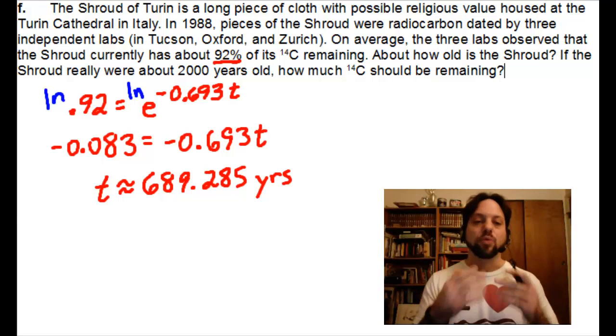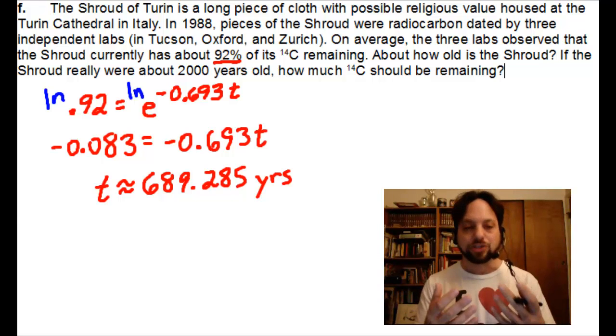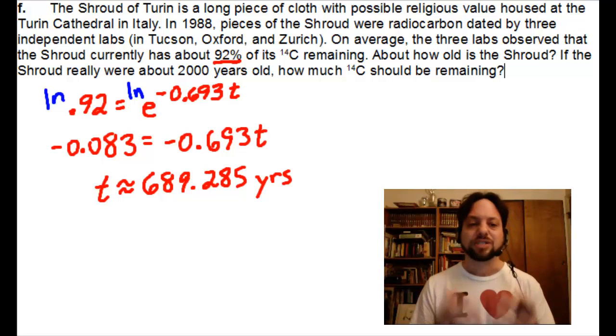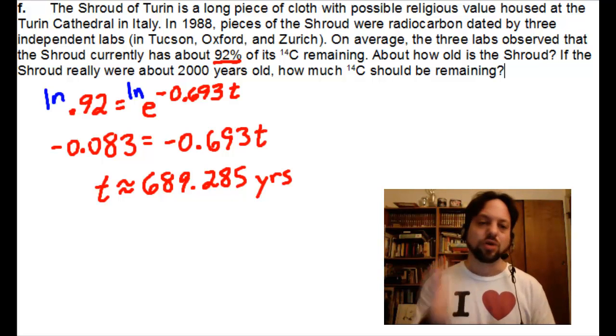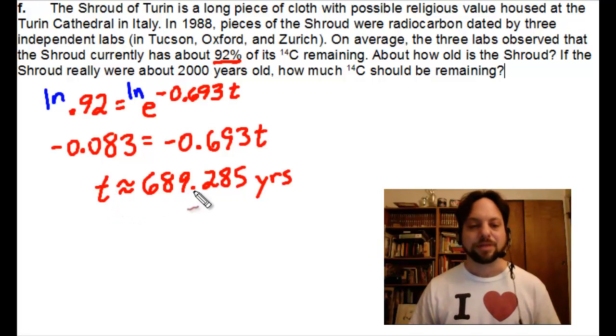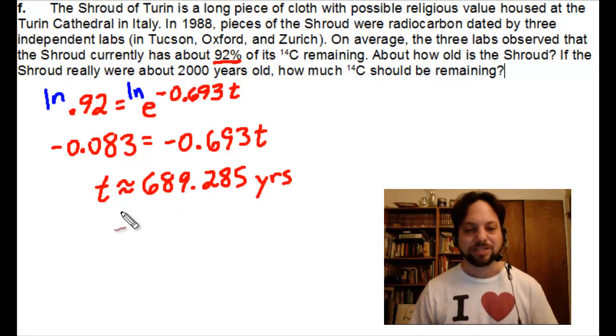Of course, many people will point to other things that have happened in the shroud's history, explaining why there is so much carbon-14 remaining. For example, it was in a fire some time ago. You can look it up and see for yourself. While it was housed in the Turin Cathedral originally, it was involved in a fire there. So that might mess with the data. It's really not for me to say. I'm not a scientist. But the math certainly points at the shroud being this old.